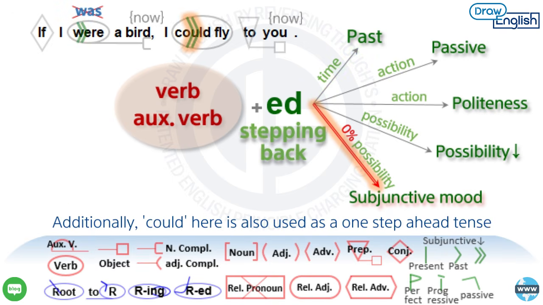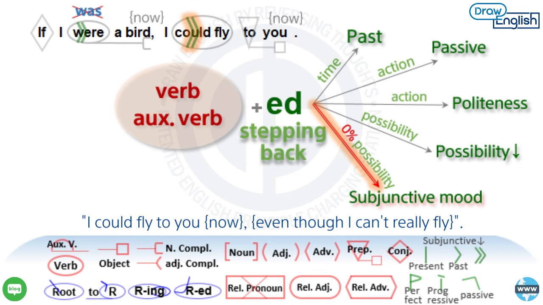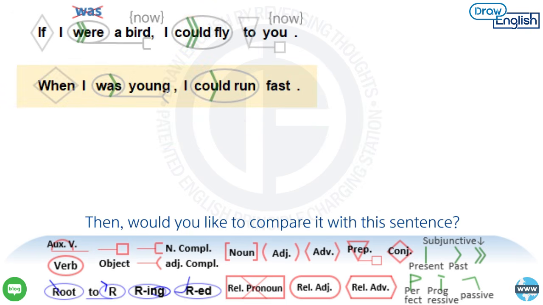Additionally, could here is also used as a one step ahead tense of the subjunctive mood, not the real past, right? Because it means I could fly to you now, even though I can't really fly. Then, would you like to compare it with this sentence?